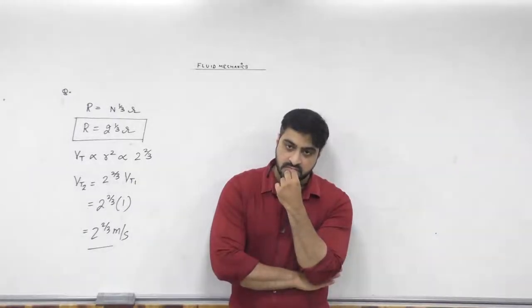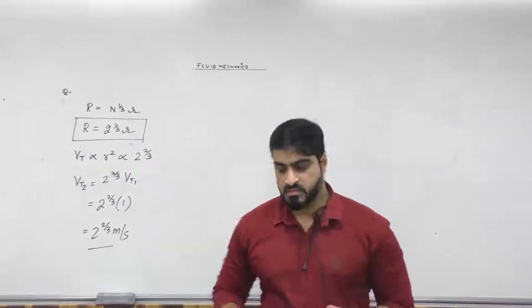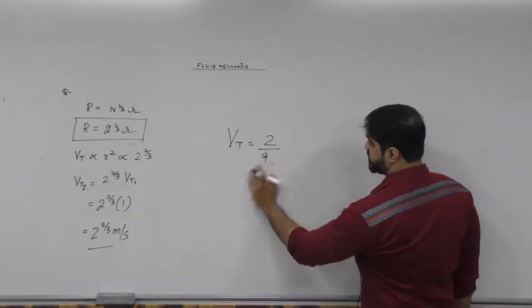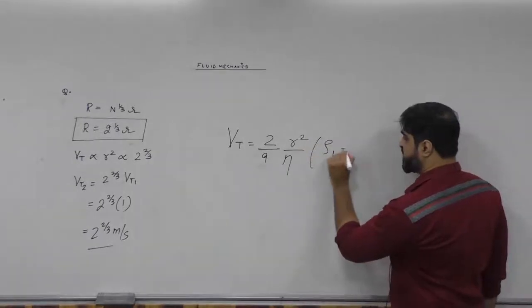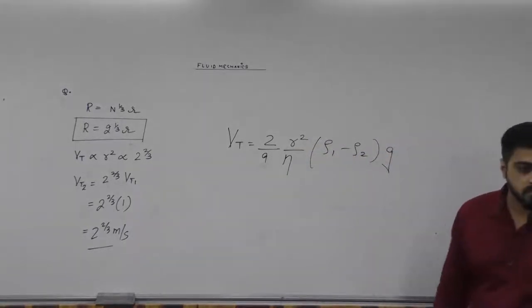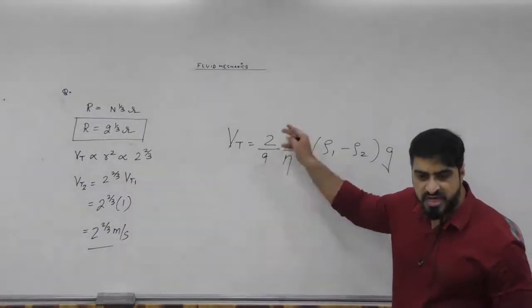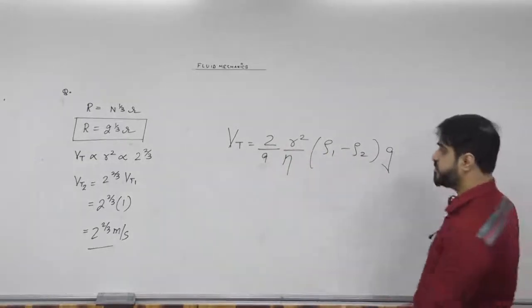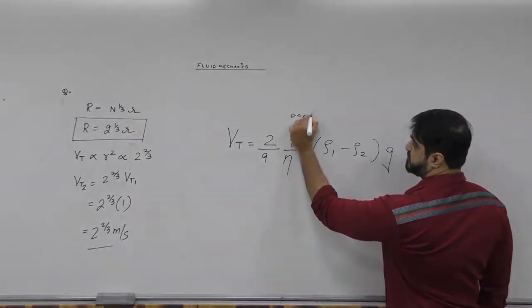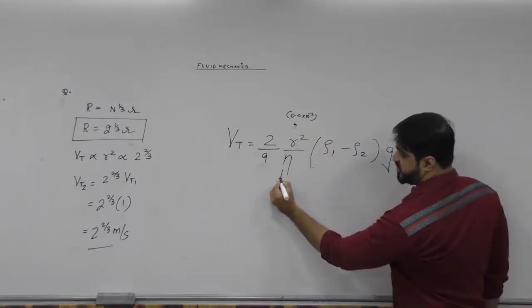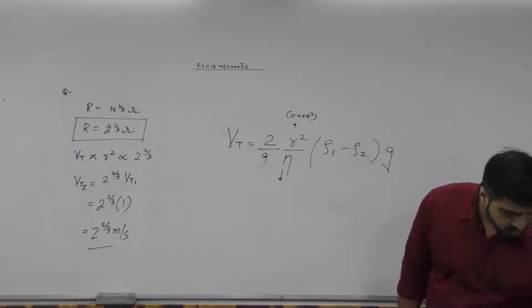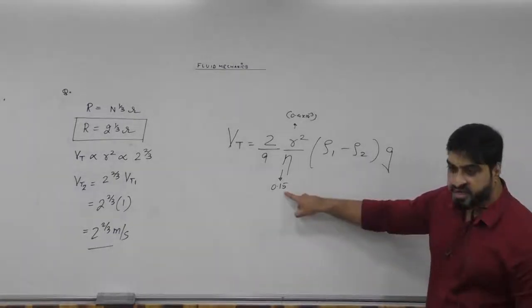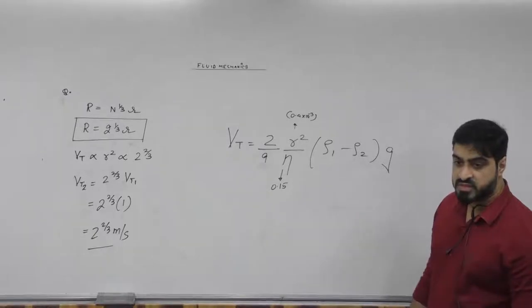ठीक है, ध्यान दीजिए इधर. VT, what is the formula for VT? 2/9, R square by eta, rho 1 minus rho 2 into G. We only need the values. R square, what is R? 0.4 mm. Clear है? Eta का value कितना दिया है? 0.15 SI. ये CGS में दिया रहेगा तो minus 1 करना पड़ेगा, 10 raised to minus 1. याद रखना. G का value will take 10.